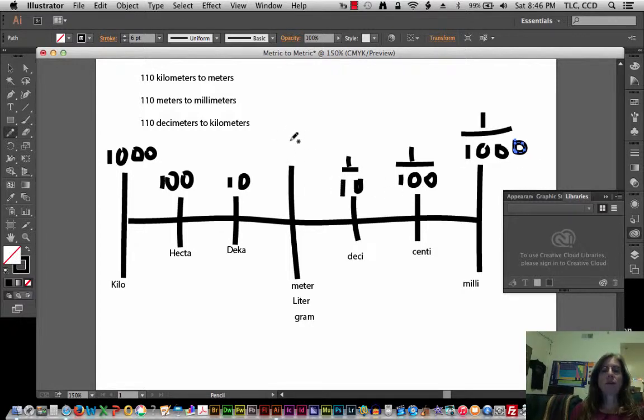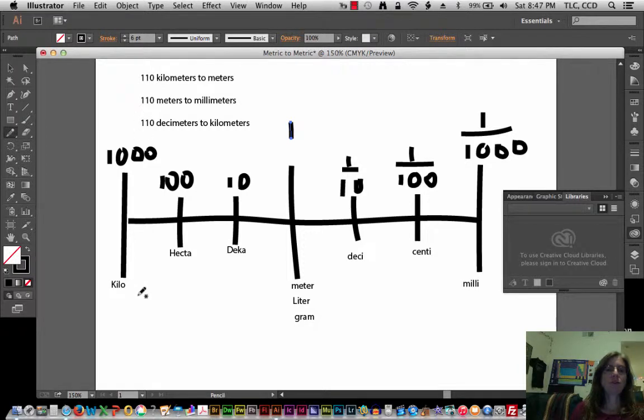In the center is sort of the neutral zone. So if you have 1 meter, that's where you would be. If you have 10 meters, you'd be here. Now, using this setup for a conversion, let's say we have 110 kilometers.